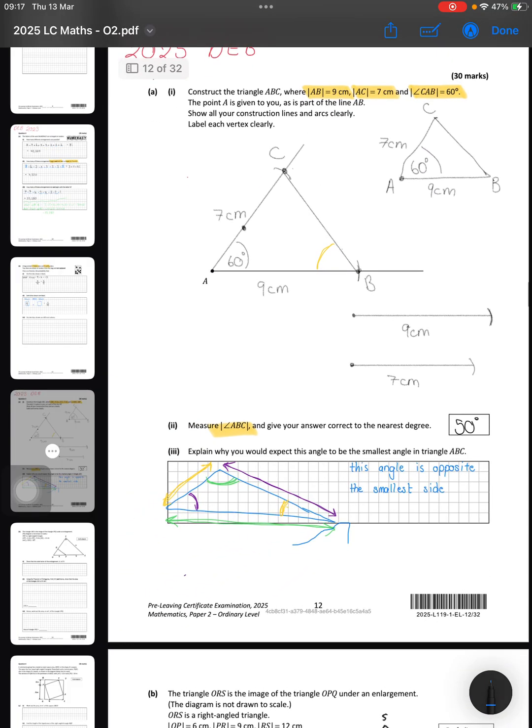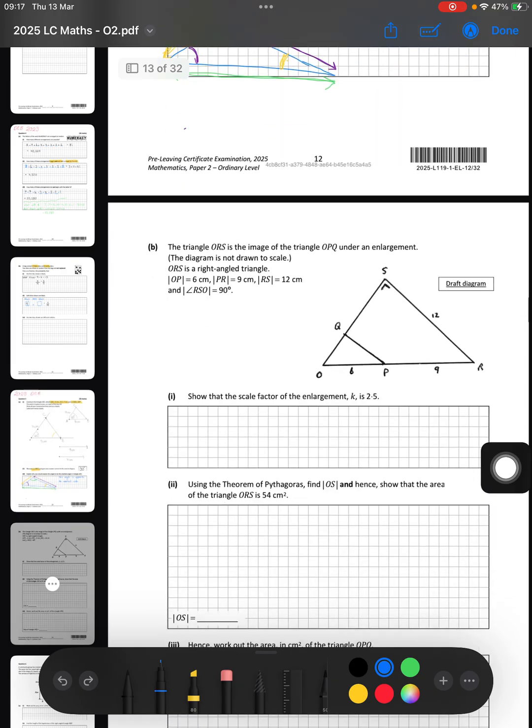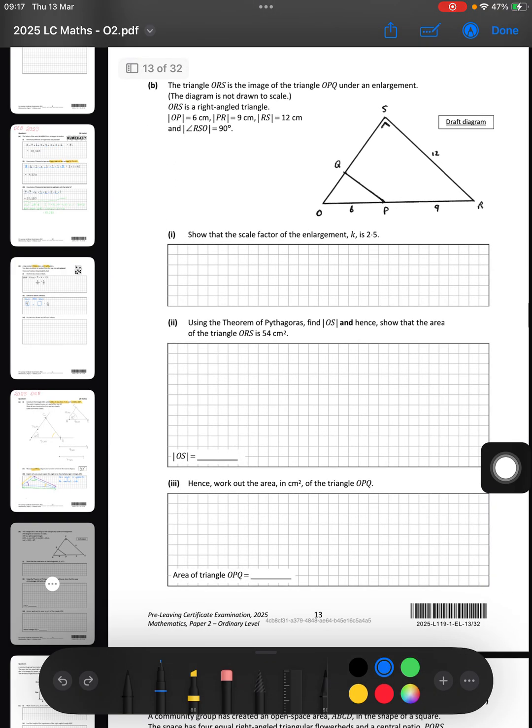Now, oops, don't know what happened there. Okay, right. So this construction up here was for 10 marks. And then these 2 points together, measuring the angle from it and just making the connection between smallest angle and smallest side, those together gave you 5 marks. Now moving on to part B.